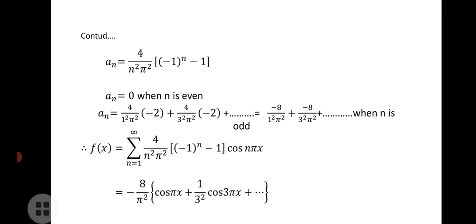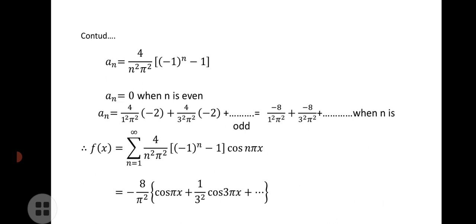For n equal to odd, the an value is 4 divided by 1 square pi square minus 2 plus 4 divided by 3 square pi square minus 2 plus and so on, and that value is minus 8 divided by pi square plus minus 8 divided by pi square 3 square plus and so on.